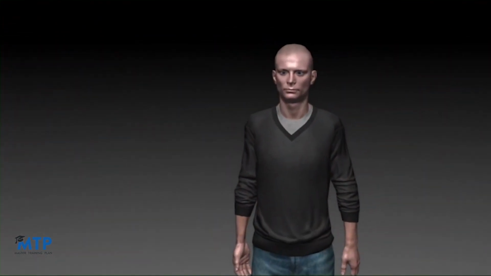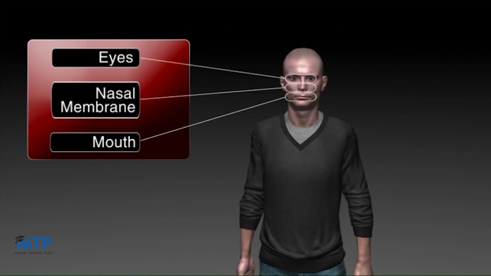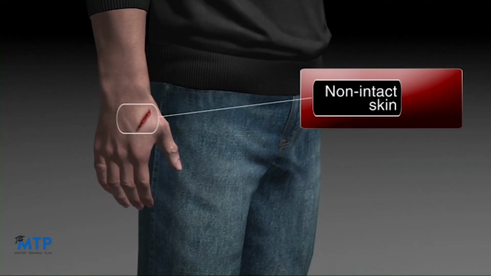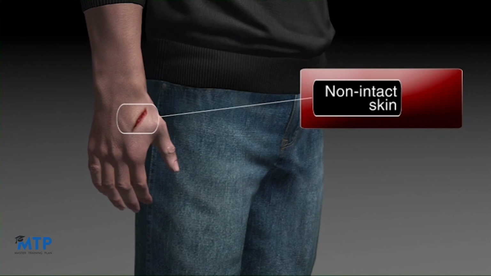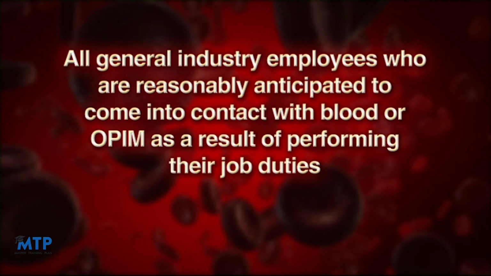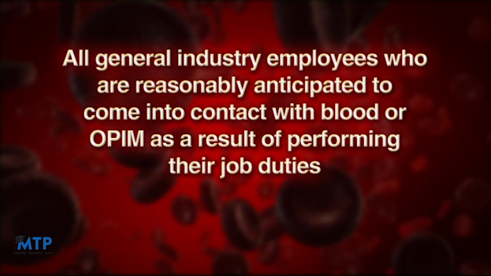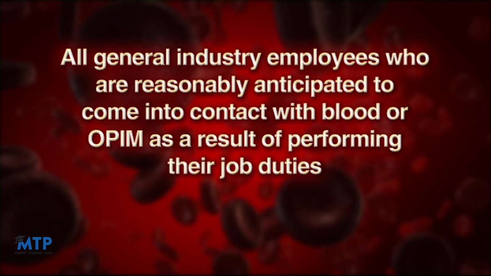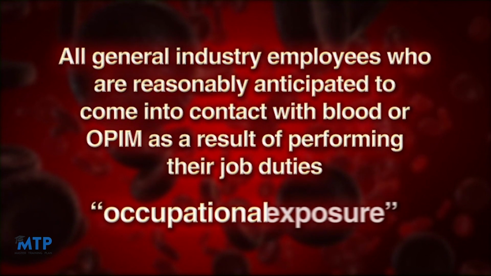These pathogens can enter your system when an infected person's blood or OPIM comes in contact with your eyes, mouth, nasal membranes, or non-intact skin, including pierced skin or an open wound. OSHA is so concerned about bloodborne pathogens that the agency requires all general industry employees who are reasonably anticipated to come into contact with blood or OPIM as a result of their job duties to be protected. These employees have what OSHA calls occupational exposure.